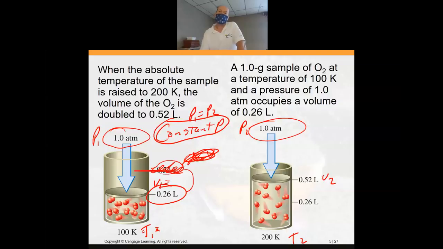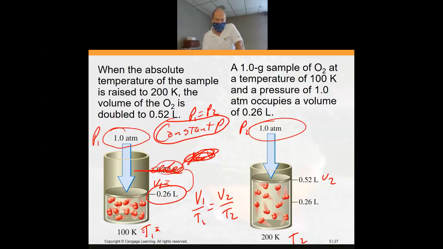When I have constant pressure, I see that I have things that are changing, and that is your volume and temperature. Volume 1, volume 2, different. Temperature 1, temperature 2, different. And so then you have Charles's law: V1 over T1 is equal to V2 over T2, and they give you all of the numbers.